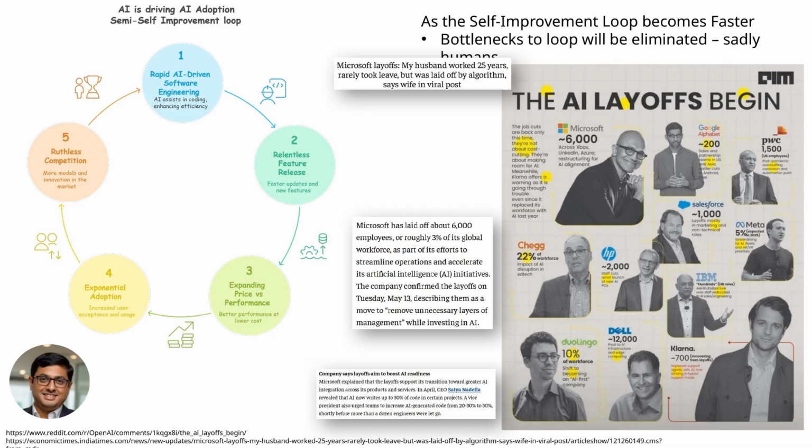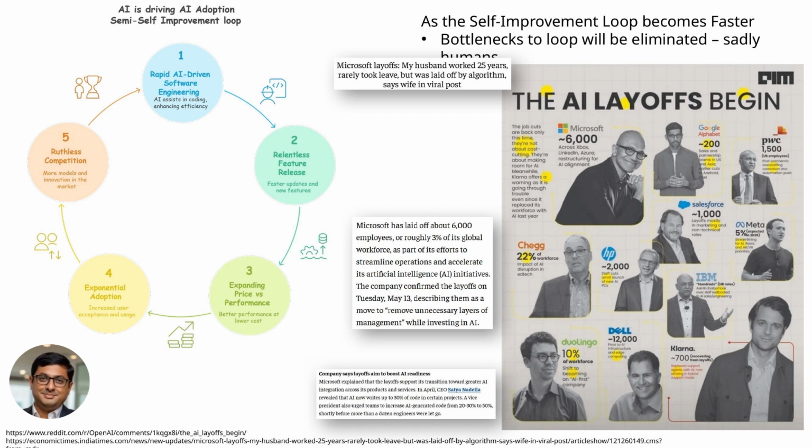If we connect the dots, we see a powerful self-improvement cycle forming around AI. What's really driving AI adoption? It's actually AI itself. As AI gets better at software engineering, it accelerates its own development, leading to more features, better price performance, and faster adoption. This creates a loop where each improvement fuels the next, making the process faster and more efficient with every turn.